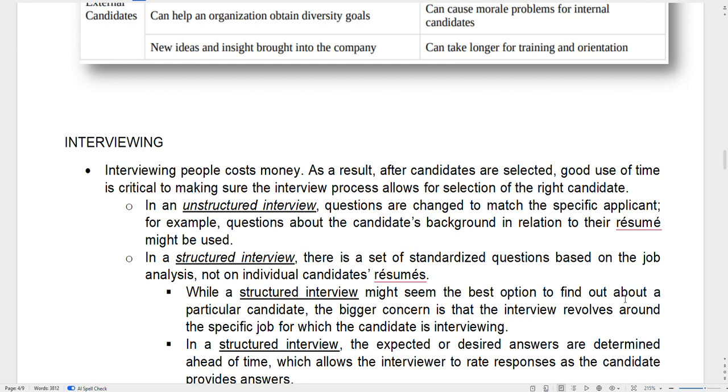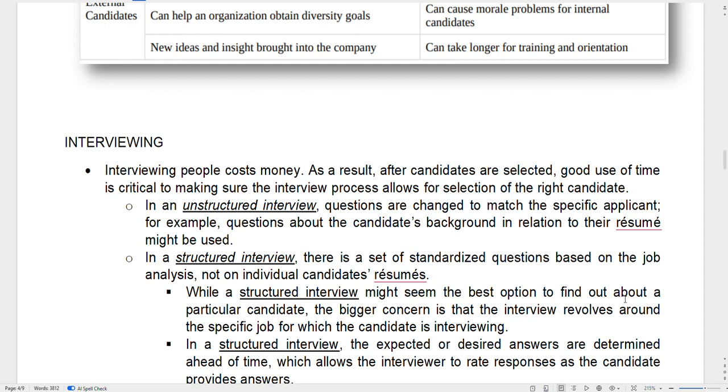Interviewing people costs us money. As a result, after candidates are selected, good use of time is critical to making sure the interview process allows for selecting the right candidates. So we have unstructured and structured interview. Unstructured, questions are changed to match the specific applicant. So, ibig sabihin, pabago-bago talaga yung tanong para mag-match doon sa ating applicant.